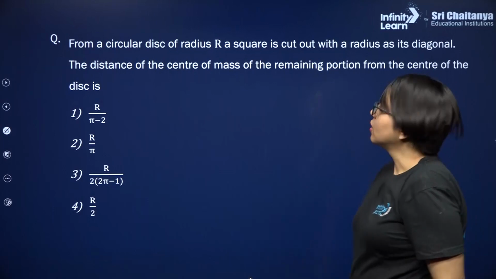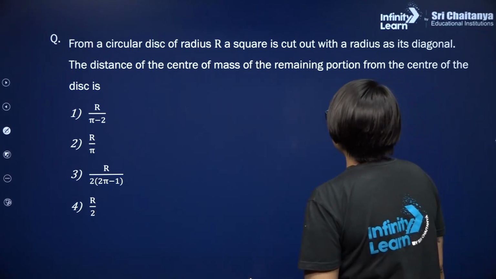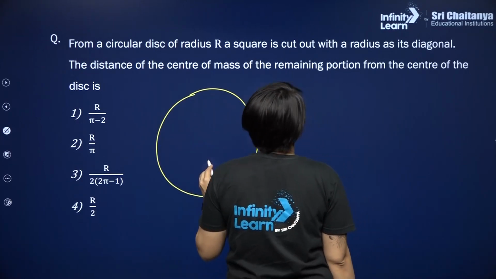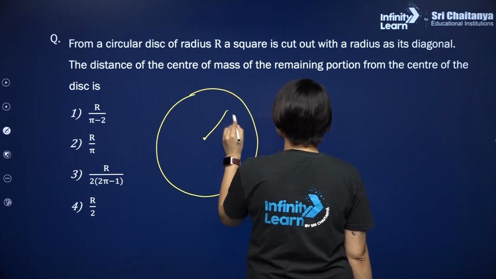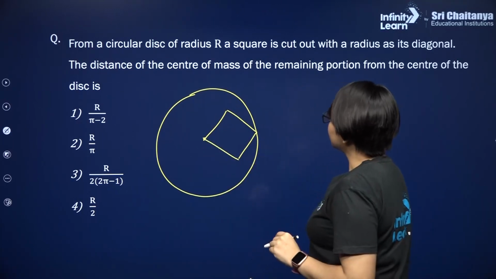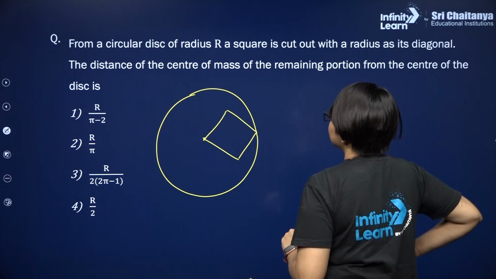Next is this one. From a circular disc of radius r, a square is cut out with a radius as its diagonal. So we are cutting the square out like this. Okay. The distance of the center of mass of the remaining portion from the center of the disc is.